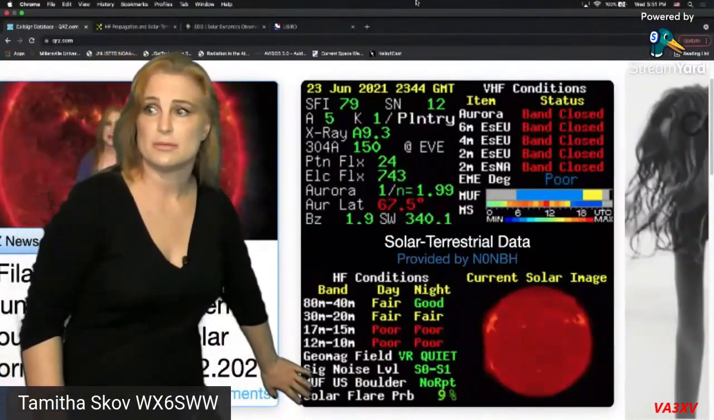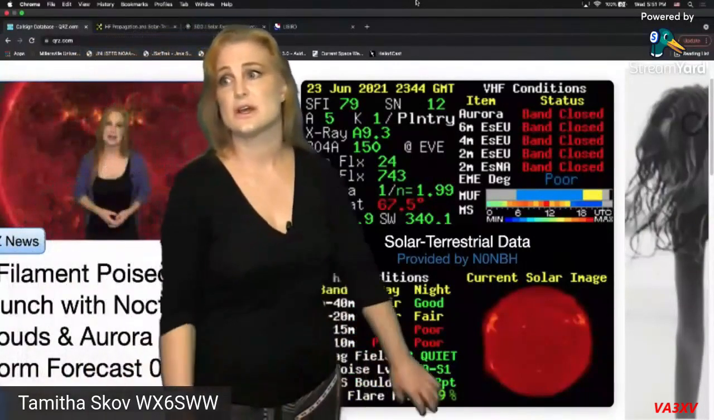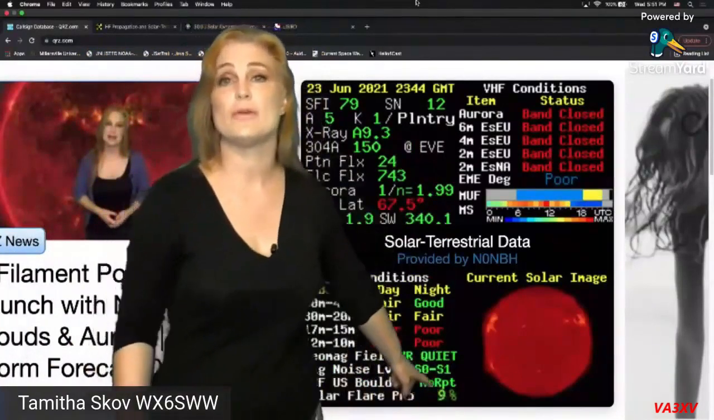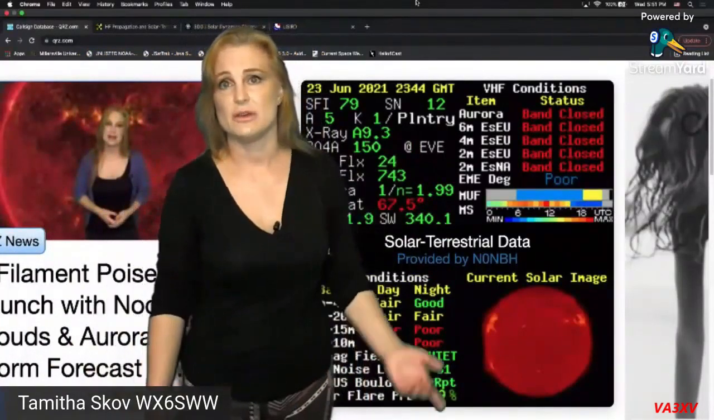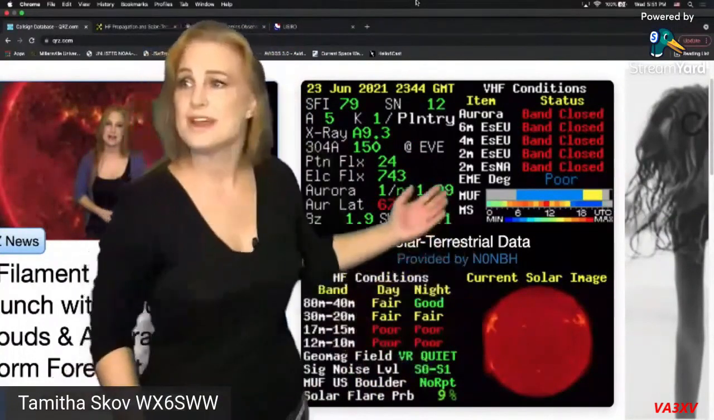And then solar flare probability is just how active are the sunspots on the Earth-facing disk. Right now they say there's only a 9% chance, and that's going to change. That'll probably go up in the next couple of days because of the active regions that are going to be rotating into Earth view shortly. So hopefully that helps.